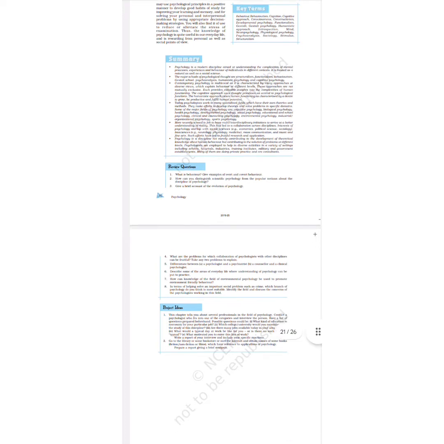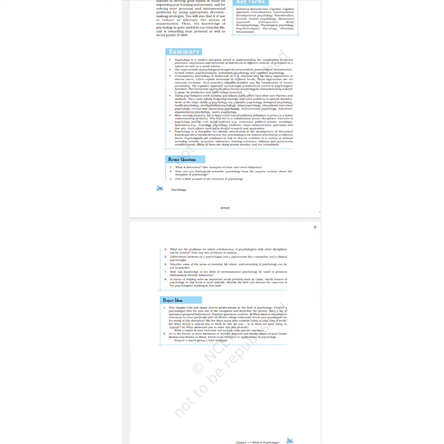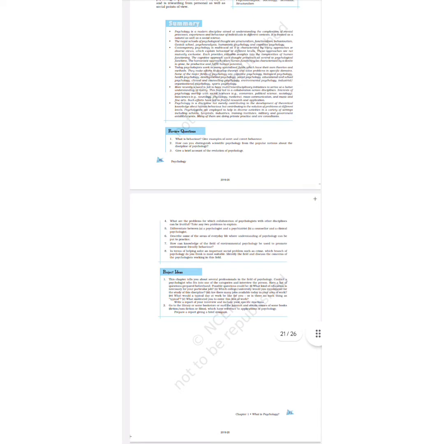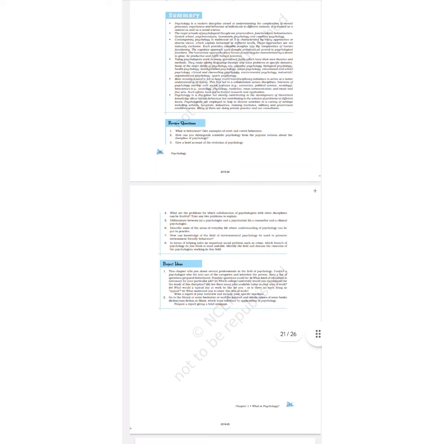Then the problems for collaboration of the psychologists with other disciplines. Yes, this we were discussing just now, that every discipline requires the knowledge of psychology. Then differentiate between psychologist and psychiatrist. This I told you, this you should know, although it has been deleted from your syllabus. Then some areas of everyday life where just understanding of psychology can be put to practice.